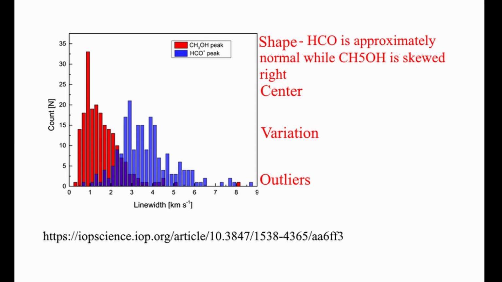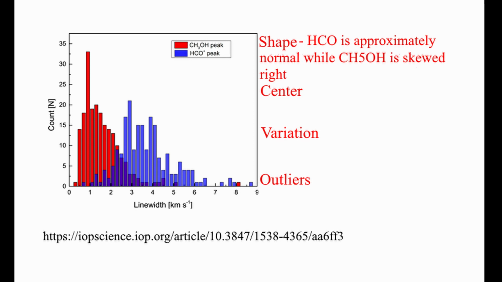To compare center, we can use mean, median, or mode. In this case, the CH5OH has a mode of 0.8 km per second, while HCO has a larger mode of approximately 2.8 km per second. Note in this that you need the context to describe which is larger by comparing them, by using the word larger and also using the unit that the variable is measured in.